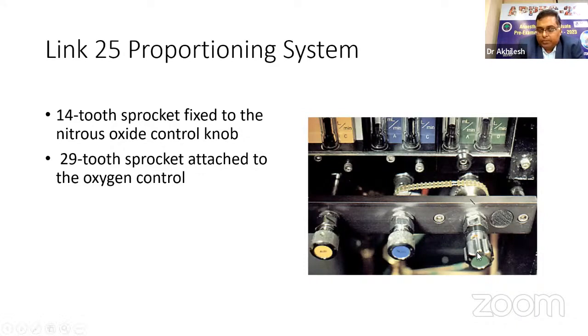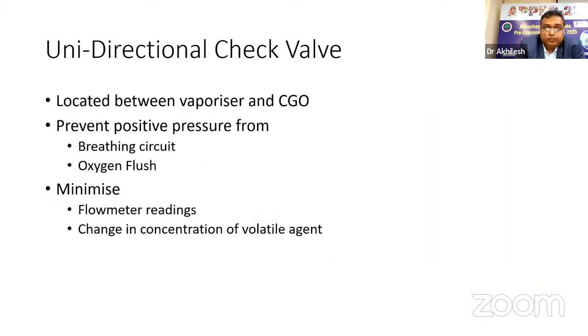Both the knobs of oxygen and nitrous oxide are connected by a linkage. It is asked in the exam how many teeth the sprockets have. There is a 14-tooth sprocket fixed on the nitrous oxide control knob and a 29-tooth sprocket attached to the oxygen control. This means that whenever nitrous oxide is opened, oxygen automatically gets opened. This is important to prevent the delivery of a hypoxic mixture.